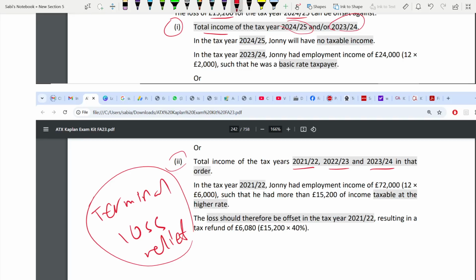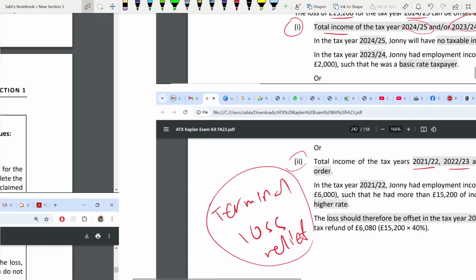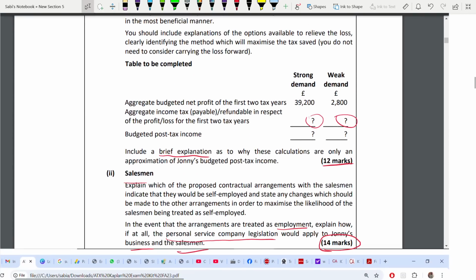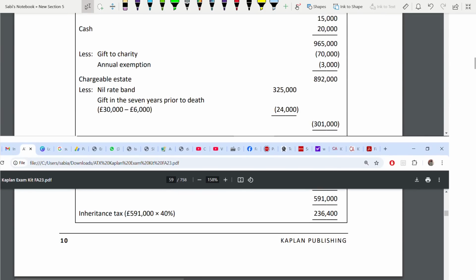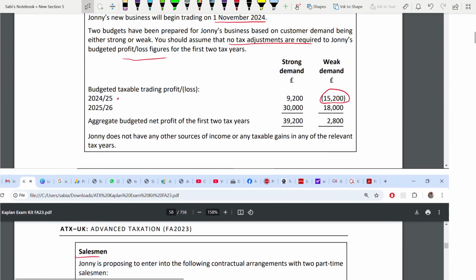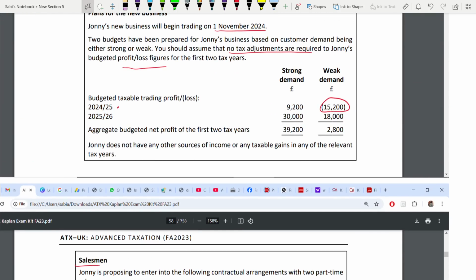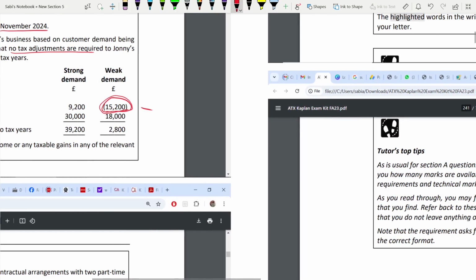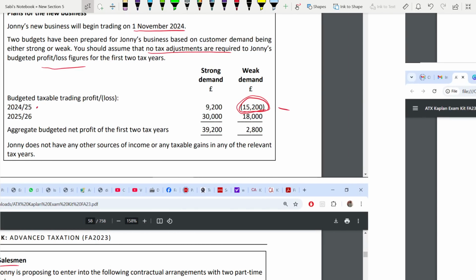Here, this is where your commercial acumen and professional skill in choosing the correct reliefs is tested. So you have to go back and check here. 24-25 under weak demand. If you see the weak demand, this is a loss of 15,200. Loss means no income, income is nil. So we can't set off against that year.